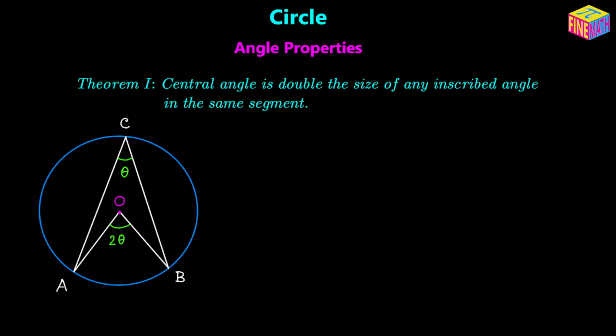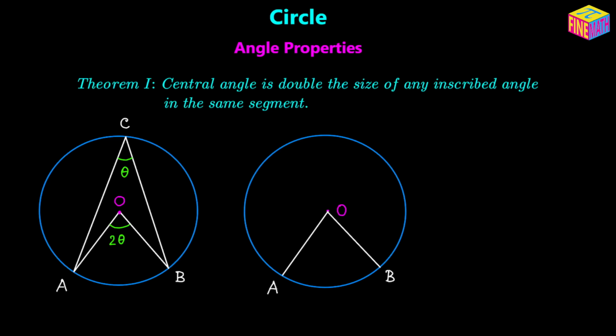Now to prove the theorem, I am going to draw another circle with some construction. Let's suppose you have a circle like this with center at the point O, and let's suppose we have picked an arc, a minor arc on the circle. The arc is AB, and from there we have drawn a central angle. So the angle is angle AOB.